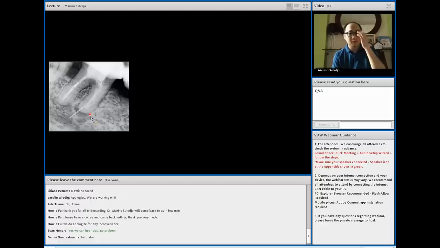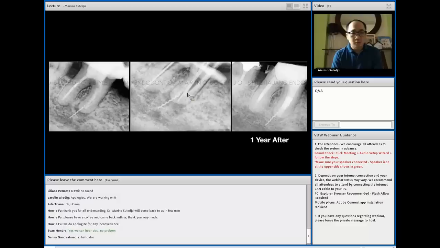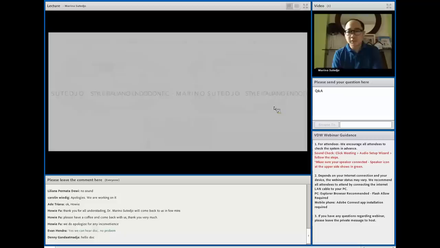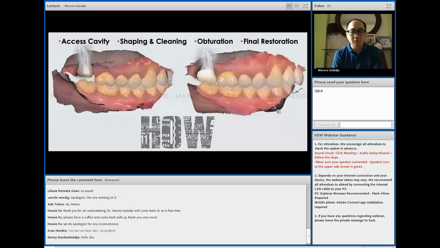For example, in this case, you can see there is a broken file extending beyond the periapical area, and there is a lesion here. The problem is not the broken file. The main problem is always the bacteria inside the system. If you clean all the bacteria, you can see here that although the broken file is still there, the lesion after one year is already healing. So the point here is that bacteria will always be the main cause of endodontic failure and problems.